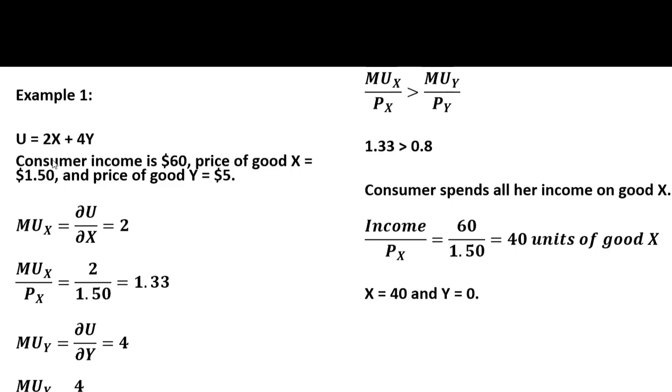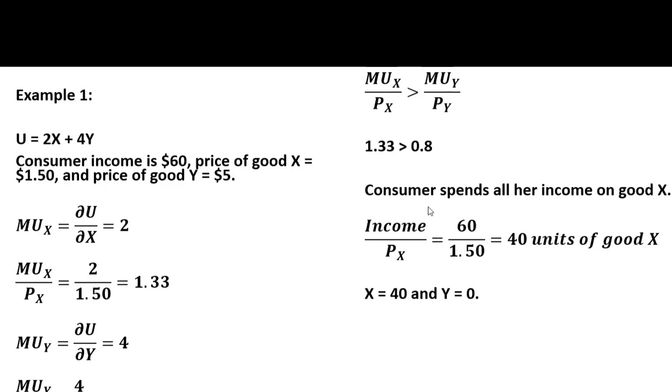And the marginal utility of Y is going to be the b parameter. In this case, it's 4. And taking that marginal utility of good Y and dividing it by the price of good Y, which is $5, we get 4 divided by 5, or 0.8. So what gives us more marginal utility per dollar? We see that we get more marginal utility per dollar on good X than on good Y. So we should spend all our income on good X.